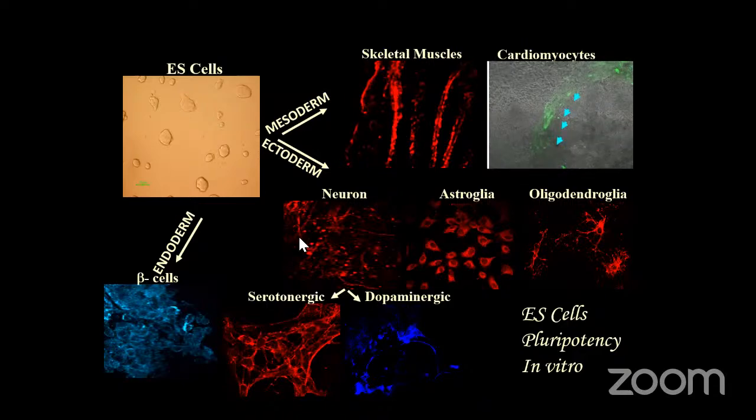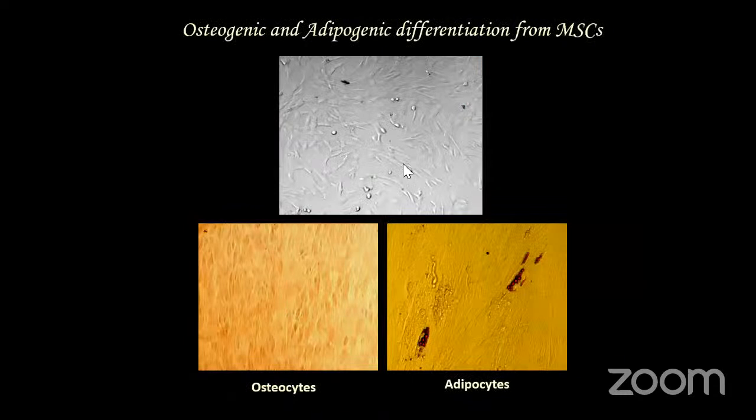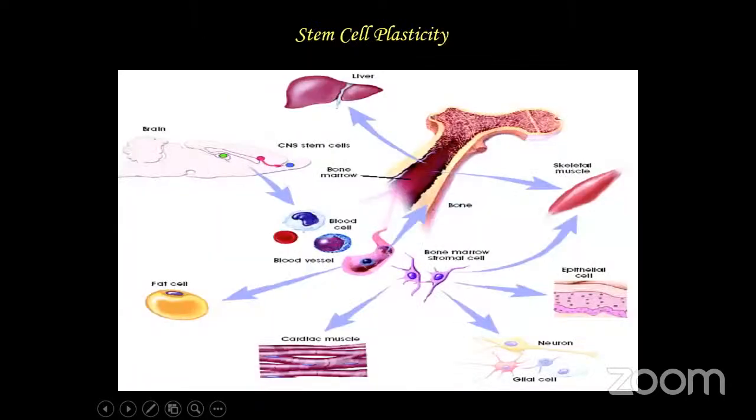Same is also true in case of adult stem cells. The example I am showing, the mesenchymal stem cells, what I showed earlier, those have been differentiated into osteocytes, the bone cells, adipocytes, the fat cells, where you can see the lipid vesicles, also chondrocytes, the picture is not here. And not only that, the plasticity, as I was telling, they can trans-differentiate, like the nerve cells can give rise to blood cells and vice versa.